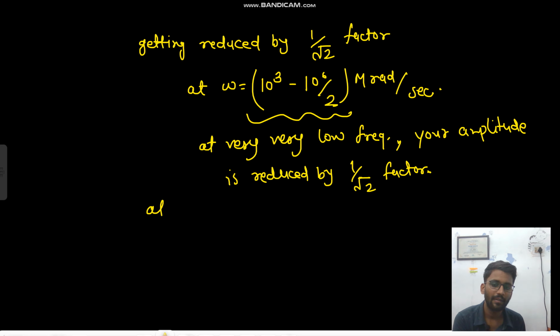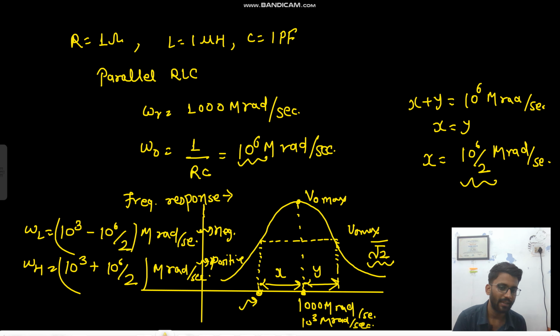So at 333 mega radian per second, means at 10 to the power 3 mega radian per second, you have V naught max value. So where will be 333 mega radian per second? Here only, because this point is highly negative. Okay, so 333 mega radian will come here only, right?